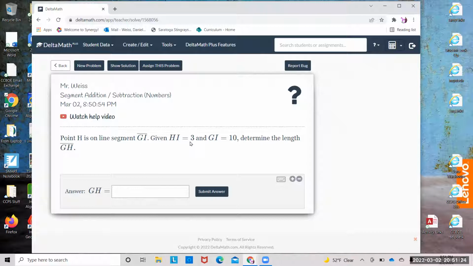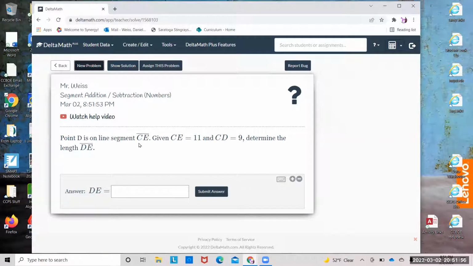From H to I, it says is 3. From G to I is 10. G to I is the whole line. H to I is part of that line. So you got to do 10 minus 3, or 7 is GH, because 7 plus 3 makes 10. Draw that segment if you don't know what I'm talking about, so you can see it yourself.